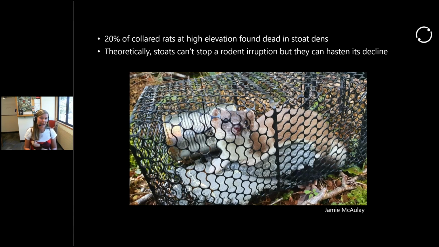And we did find with our collaring that 20% of our collared rats at high elevation ended up dead in stoat dens. Although it's important to note that this could be related to stoats scavenging rats that were already dead rather than stoats killing the rats, but it's still reasonably considerable. We know that theoretically stoats can never stop or suppress a rodent eruption because their rate of increase is a lot slower than the rodents. So the rodents always get ahead of them first. But we do know that theoretically stoats should be able to hasten the decline of a rodent eruption. And potentially that's what we observed here.